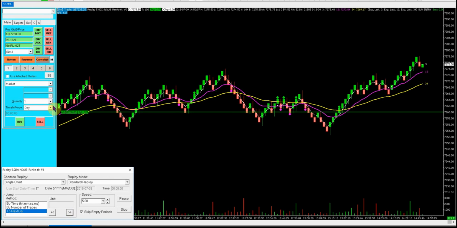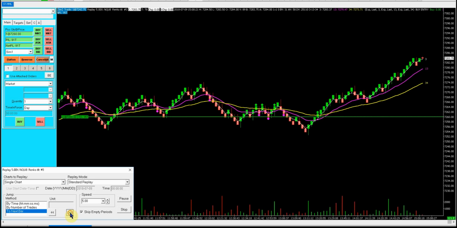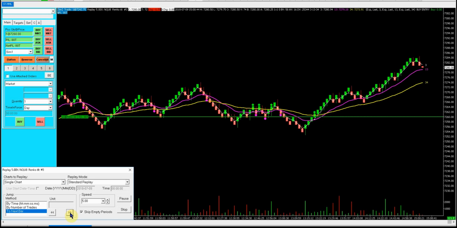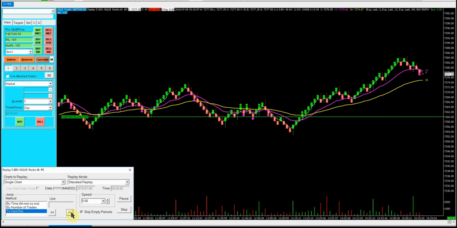You could get out here, or you could just wait until it crossed back down to the downside. This is a nice little trending strategy. It doesn't work very well in choppy markets, as you can see. It'll chop you up a little bit, but in trending markets it would work very well. If you wanted to use this on like a 10-tick Renko or something, okay.